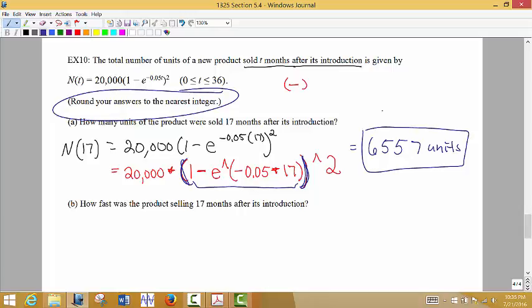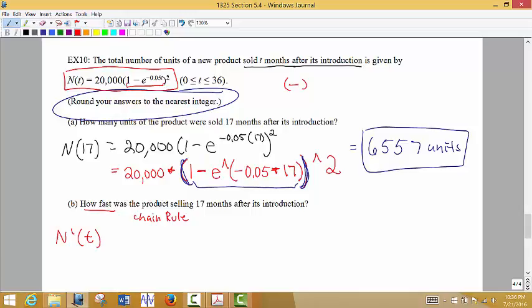All right, so the next question asks us a how fast question. So it's saying how fast, and that's a rate of change. If we remember, rate of change and how fast questions are dealing with the derivative. So derivative is rate of change. So we're going to find the derivative of our function. What we have here is 20,000, which is a constant, times a group of terms all raised to a higher power. That sounds a lot like the chain rule, so we're going to use the chain rule here to solve the problem.